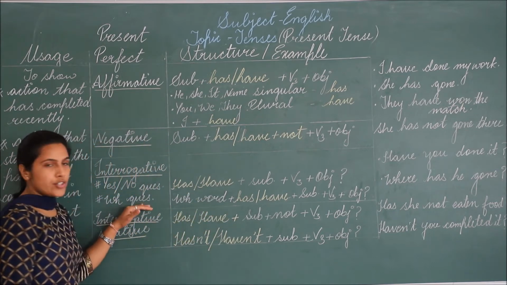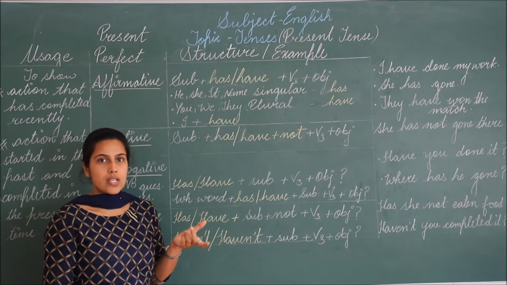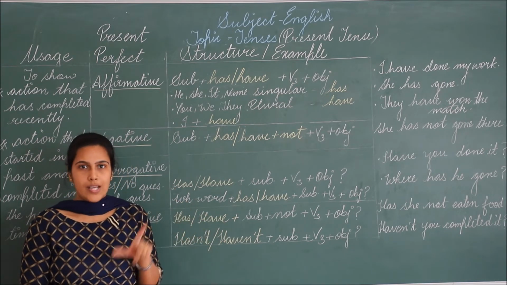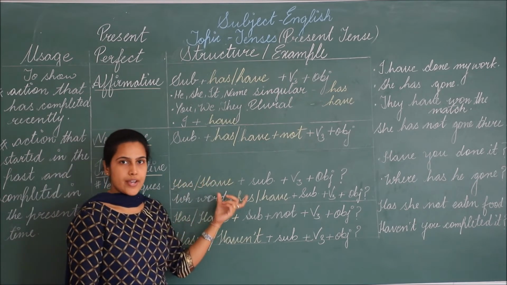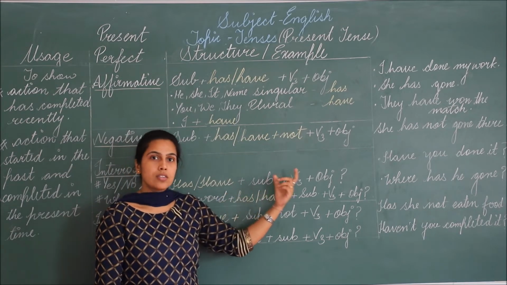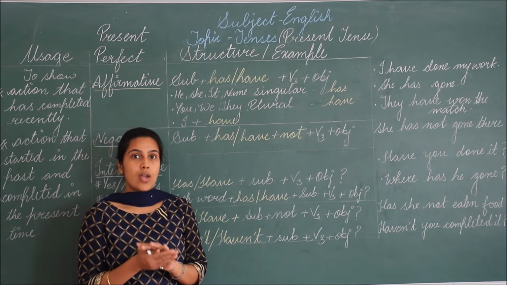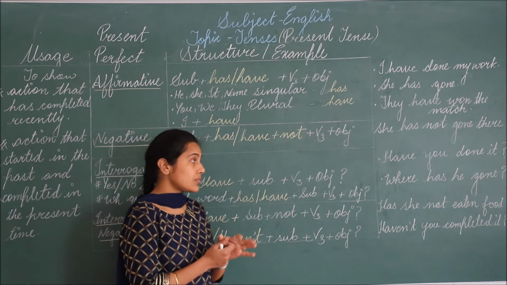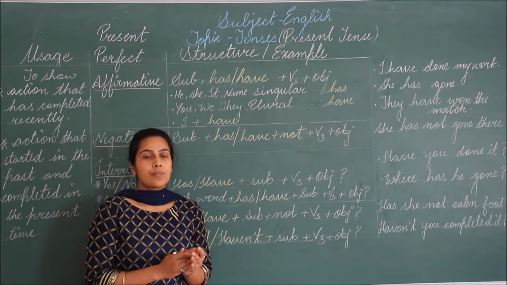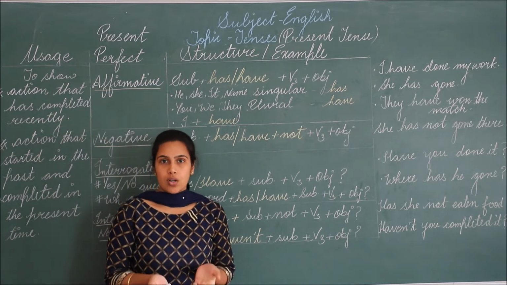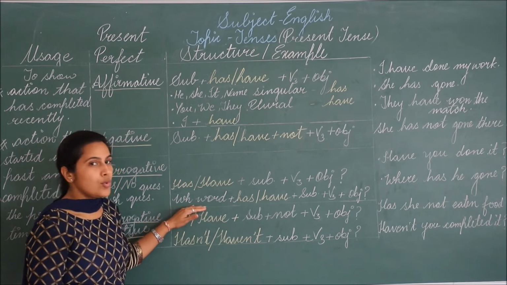Then we have interrogative sentence. Now in interrogative sentence we have two types of sentences. One is yes or no and another is WH. Yes or no questions always start with has or have. Then we have subject, then the third form of the verb and then object. And as they are the interrogative sentences, so at the end we put a question mark. Like we ask question that have you done it, or we say that have you completed your work, have you eaten your lunch, etc.